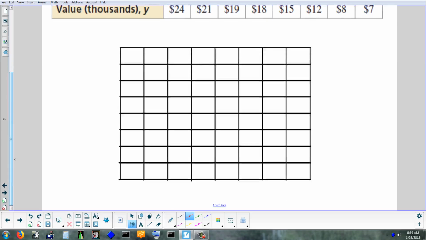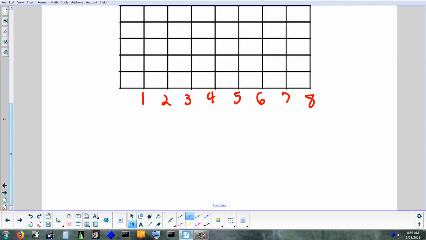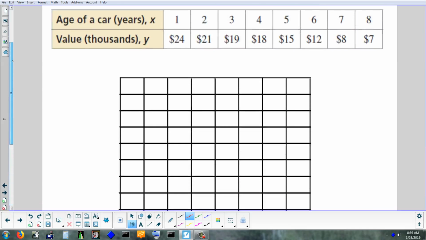So we gotta make sure we label. So 1, 2, 3, 4, 5, 6, 7, 8. They all fit, right? Yusuf, you said age of cars and years. So that'll be age of cars in years. Now, this is where it gets a little bit tricky.